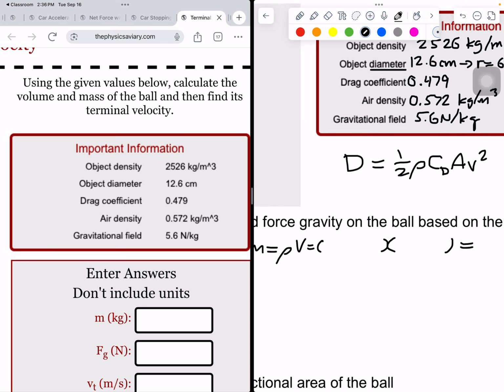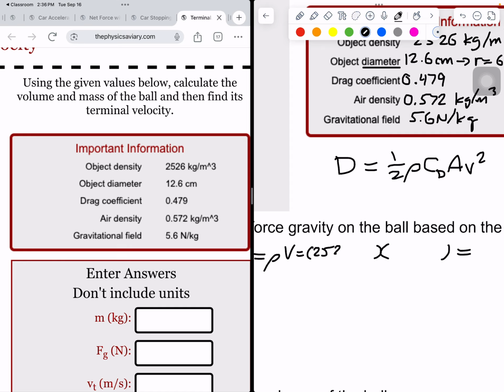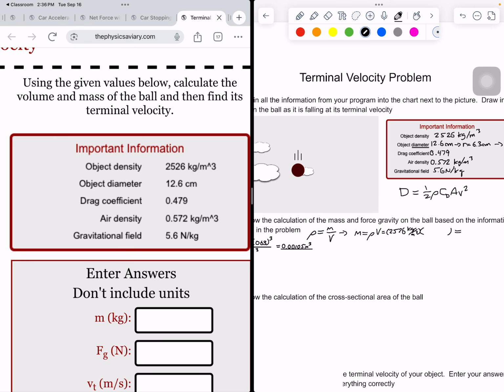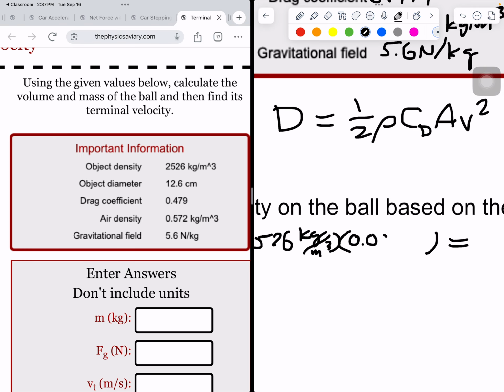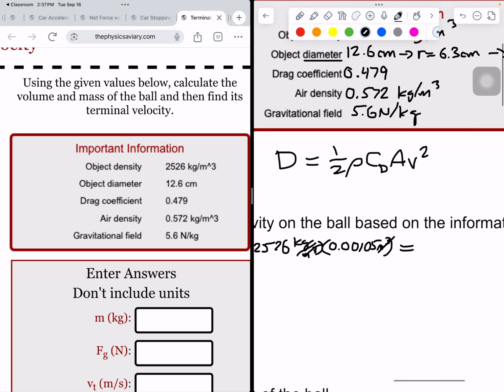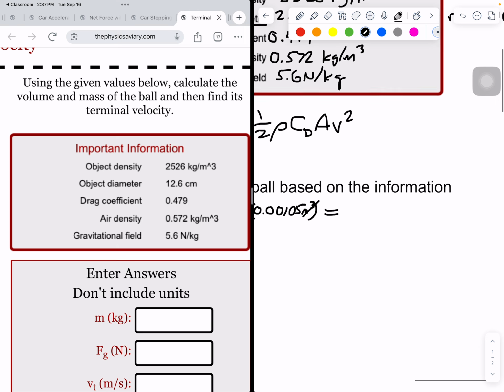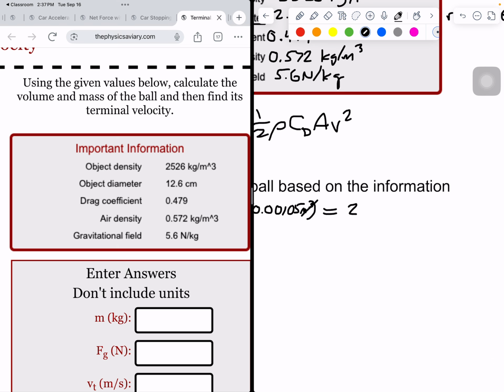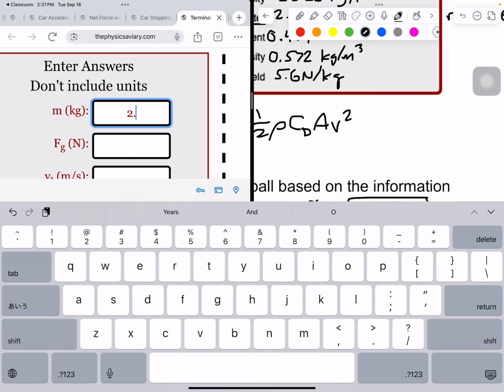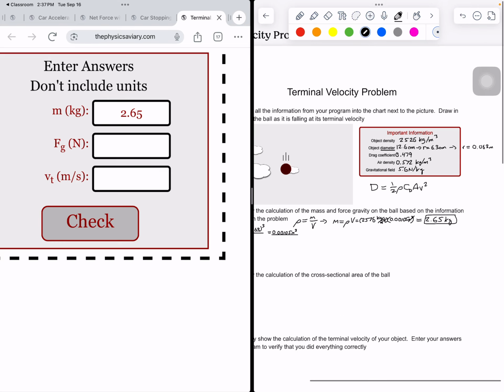Okay, so the density is 2526 kilograms per cubic meter, and the volume was calculated at 0.00105 cubic meters. You see that cancels. 0.00105 times 2526. And I'm looking at a mass of about 2.65 kilograms. Okay, so there's my mass to begin with, 2.65 kilograms. Now I can also find the weight.